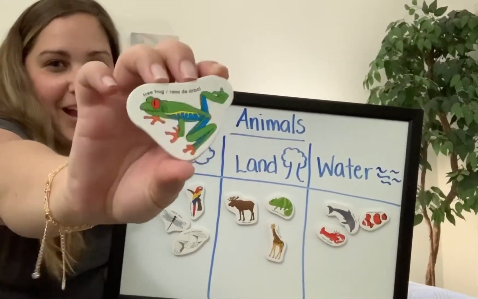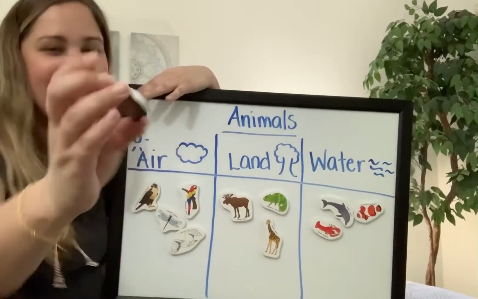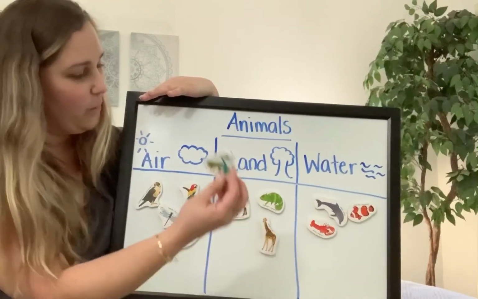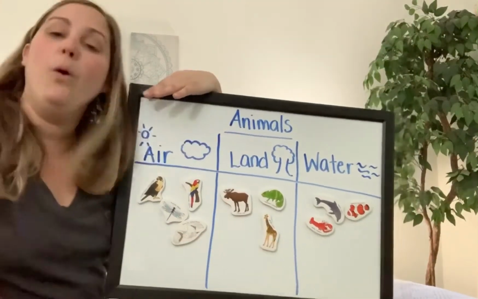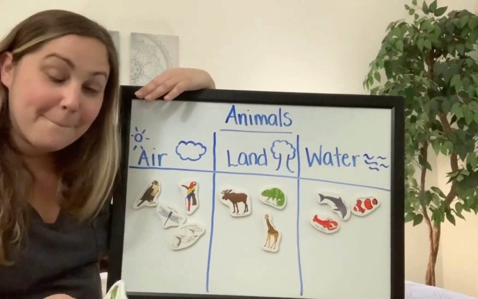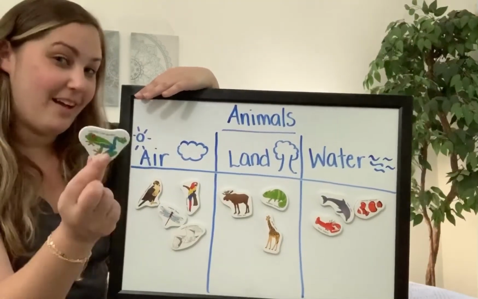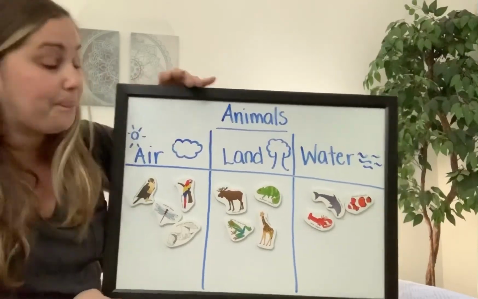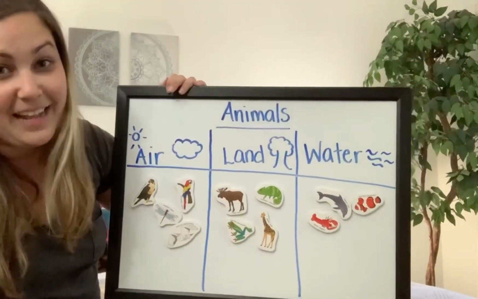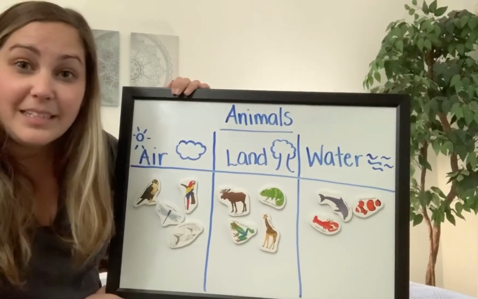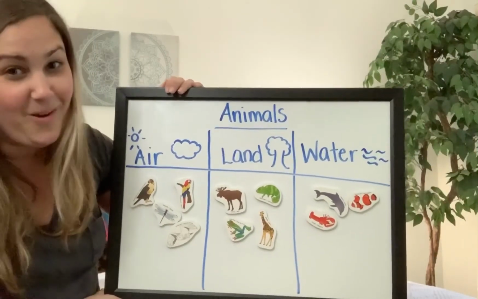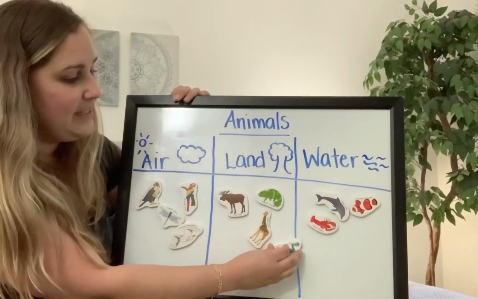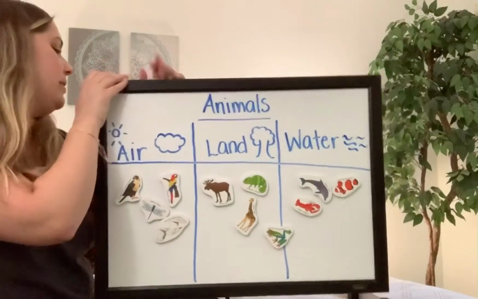This one's a froggy. Ribbit, ribbit. Do froggies fly in the air? Do they walk or jump on the land? Or do they swim in the water? This one's a tree frog. Tree frogs usually live on land, but guess what? Frogs sometimes like the water, like tadpoles. Tadpoles swim in the water. So that one can go both ways, because froggies are almost in the water.